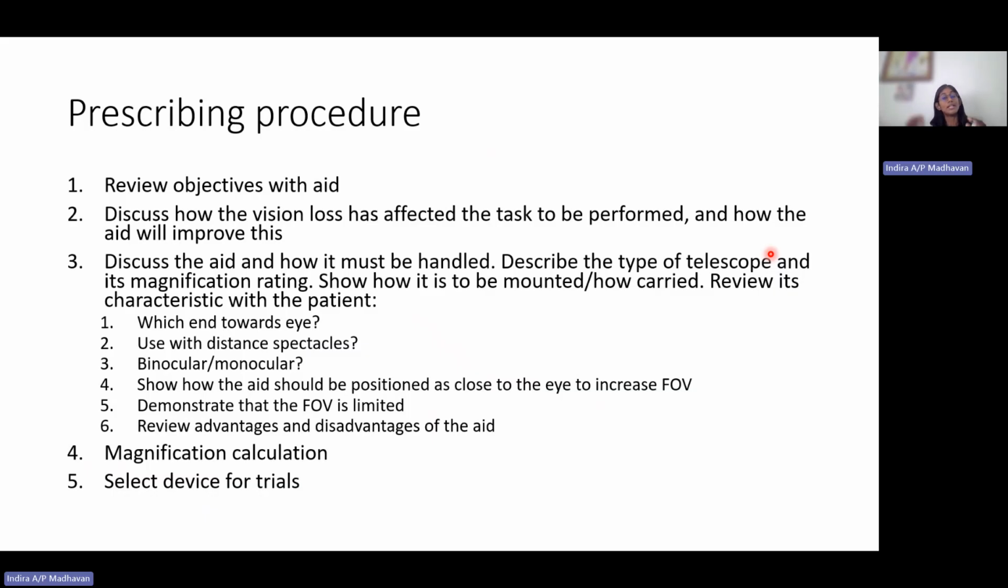No, you have to let them know earlier, before they try, that you cannot use this while walking, while driving, while moving around. You cannot use this. And the next thing that you have to tell them is the field of view.